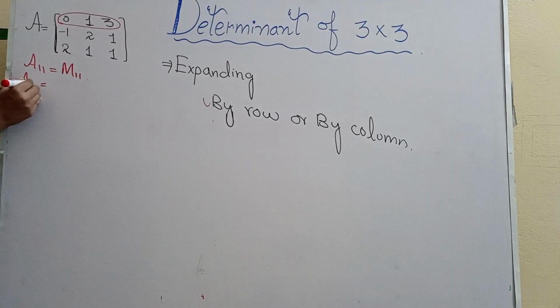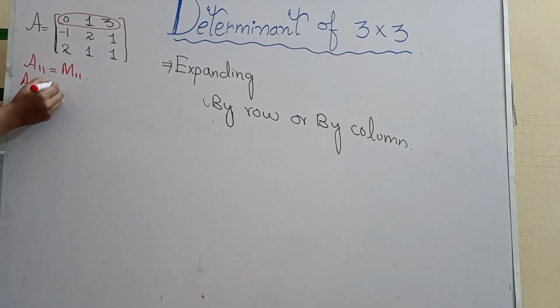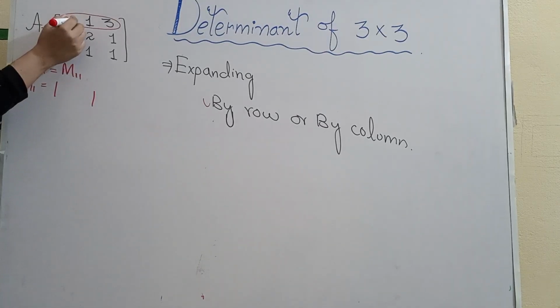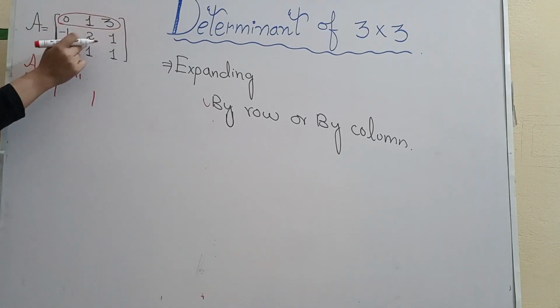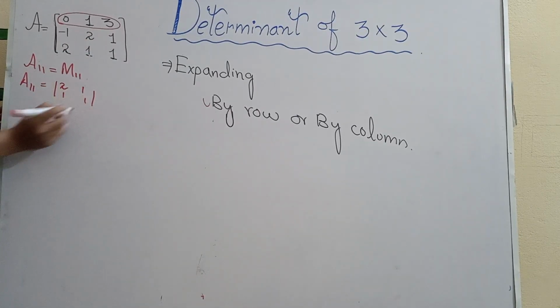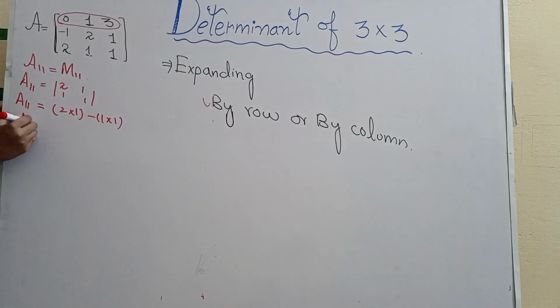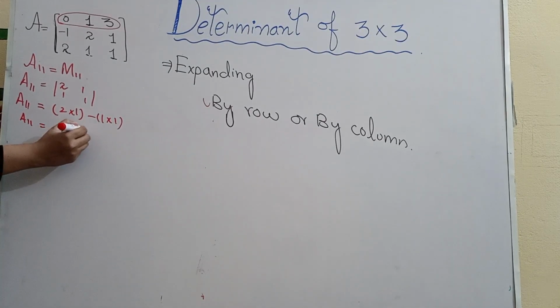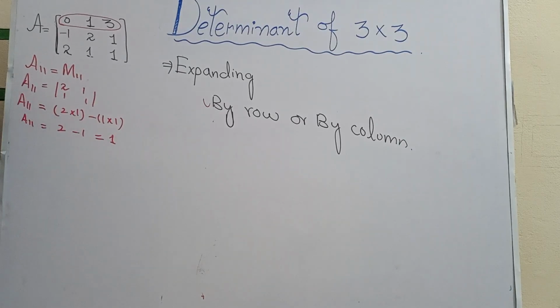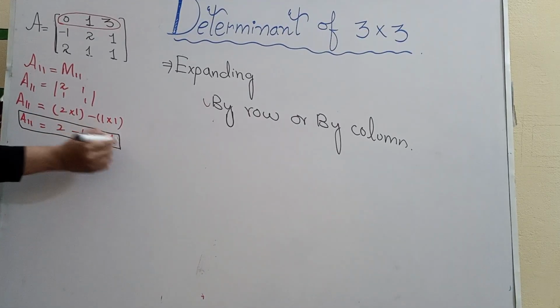And we are going to calculate the minor by removing the first row and first column. So the elements left behind are 2, 1 and 1, 1. We are going to calculate the determinant over here. For the determinant, 2 multiplied by 1 minus 1 multiplied by 1. So A11 becomes 2 ones are 2, minus 1, which is equal to 1. So here I have calculated the cofactor of the first element.